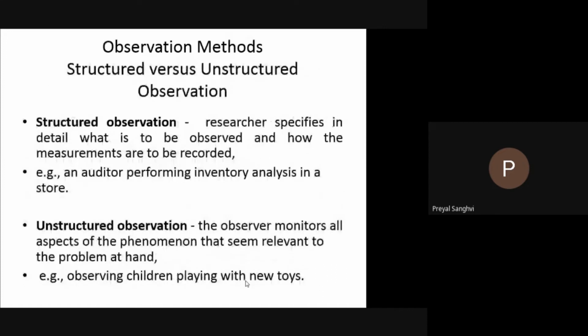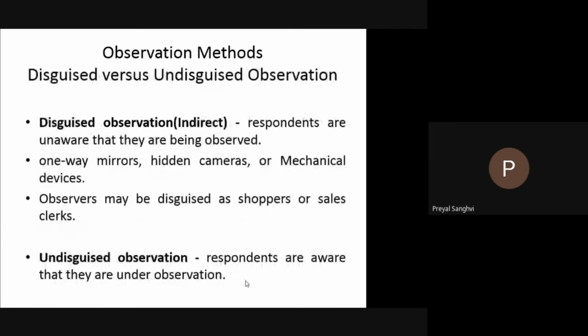Again, I am repeating, the meaning of structured: the researcher knows what things they have to observe. If you talk about unstructured, the researcher does not know what things they have to observe. This is known as unstructured. If you talk about disguised, respondents are unaware somebody is observing their behavior. If you talk about undisguised, respondents are aware that somebody is observing the behavior. This is known as undisguised observation.